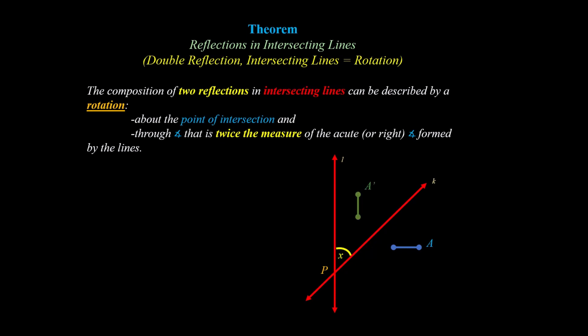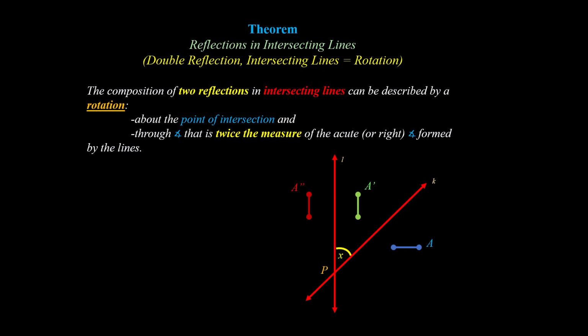So first I reflect across line K and I would get A prime, the image A prime. Then if I do a second reflection, that's a double reflection, across the other line, line L, I get this particular image. So now I have done two reflections, first across line K, and then I have reflected the image A prime across line L to get A double prime. So those are the two reflections we're talking about.